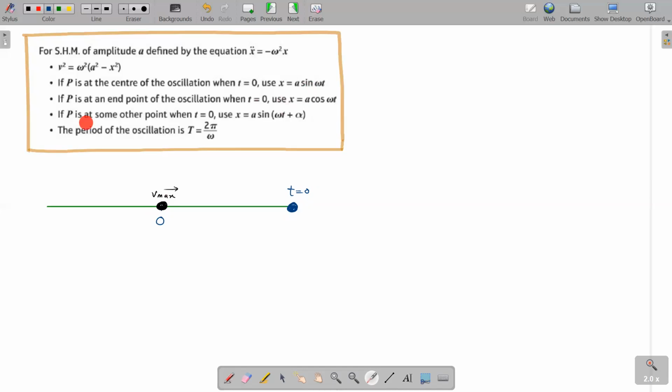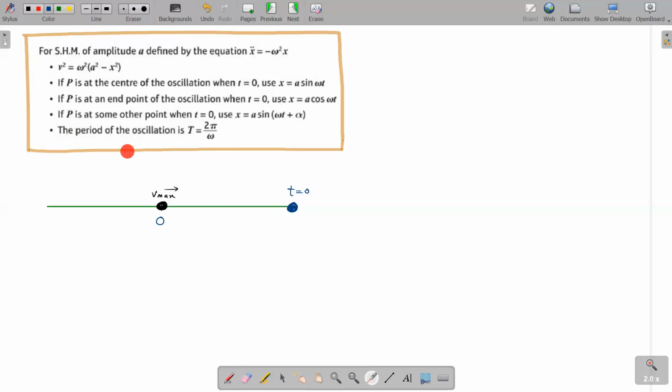So this is the equation. The fourth one, if P is at some other point when t equals 0, you must use x equals A sine omega t plus alpha. Actually, this is not an equation that we'll be using as much as the other two. Even if you start at some other point, we can use the help of the first two equations to get this. We'll see all of these by using some examples. Let me move to the last point first.